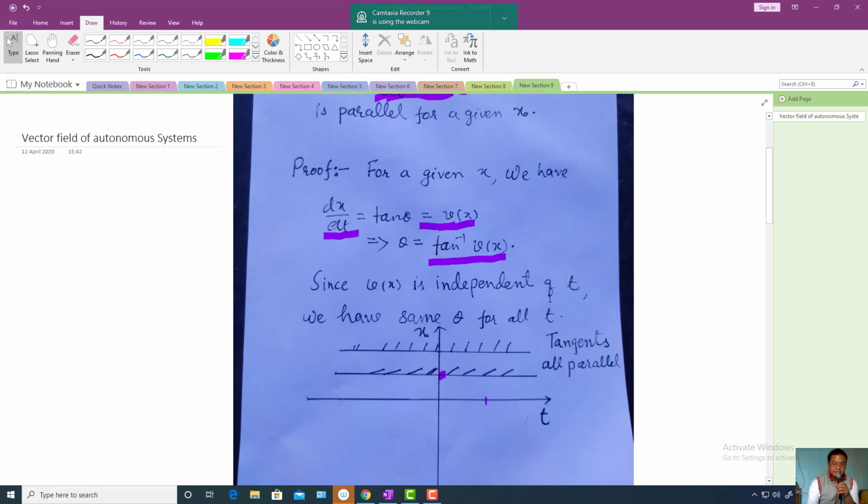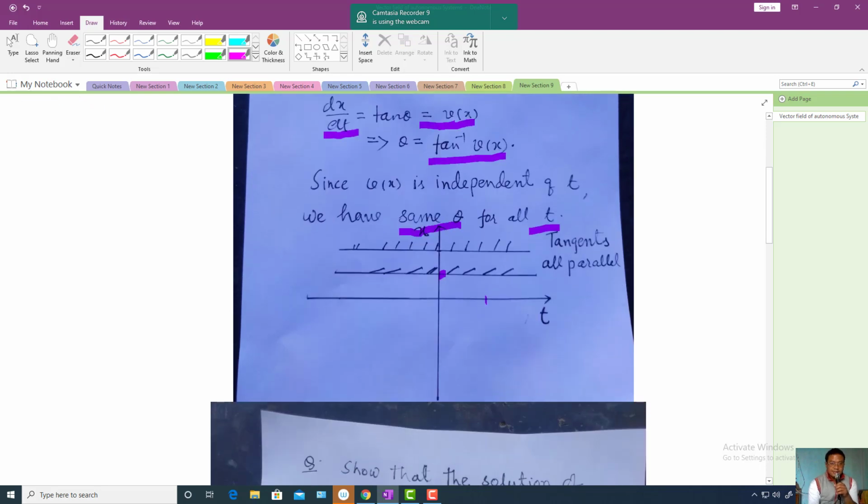So since f(x) is independent of the independent variable time t, we have the same theta, the same angle, for all t. So what does it mean? As I already explained, if you take this point, and then take a different value of time here, this line segment represents the direction of the tangent vector at this point. This also represents the direction of the tangent at this point. This one and this one are parallel.